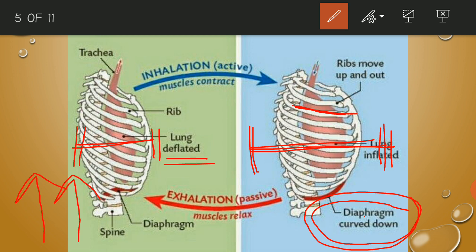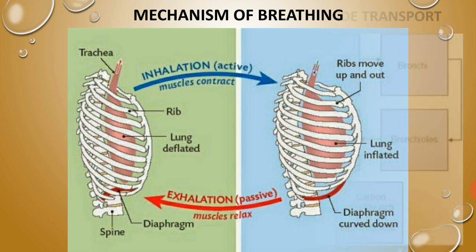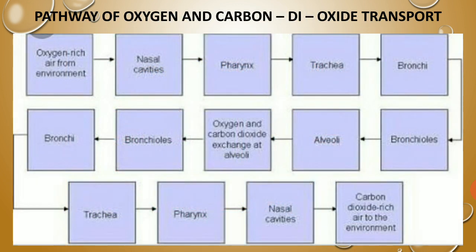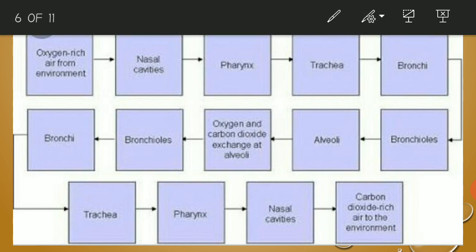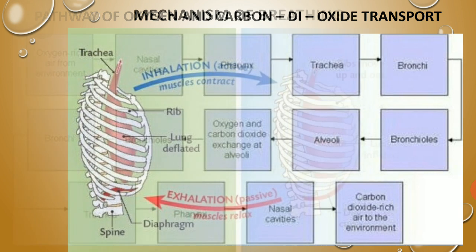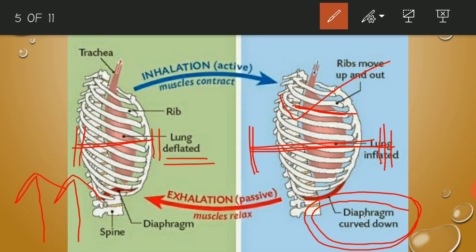Okay, now see here the pathway after the taking of the oxygen. At first, the oxygen rich air is present in the atmosphere, and then due to the downward movement of the diaphragm and contraction of the intercostal muscle, the size of the chest cavity is increased, and as a result there is a suction pressure inside the lungs. Now what happened?